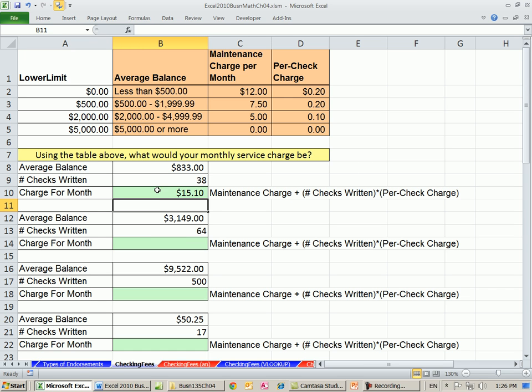$15.10. The reason why you always hear my computer talking is because I've added this special button, speak cells on enter.